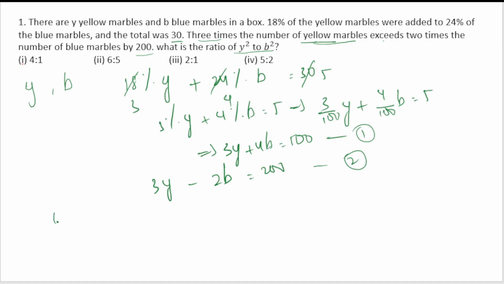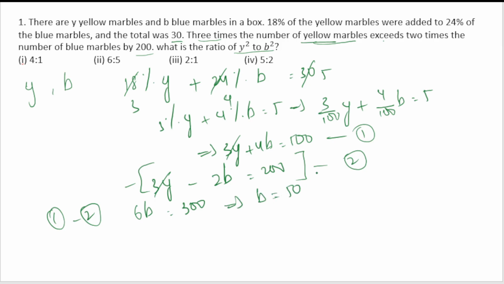So we will subtract these two equations. First equation minus second equation. We'll get 3Y minus 3Y, it is 0. 4B minus of minus 2B, so it is 4B plus 2B, it is 6B is equal to 500 minus 200, it is 300. So B is equal to 50.